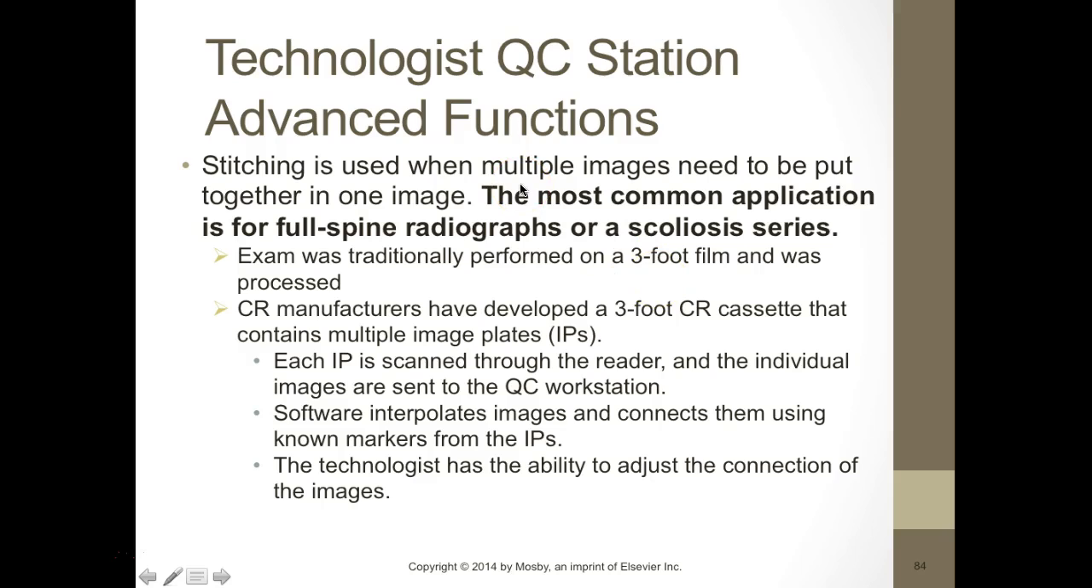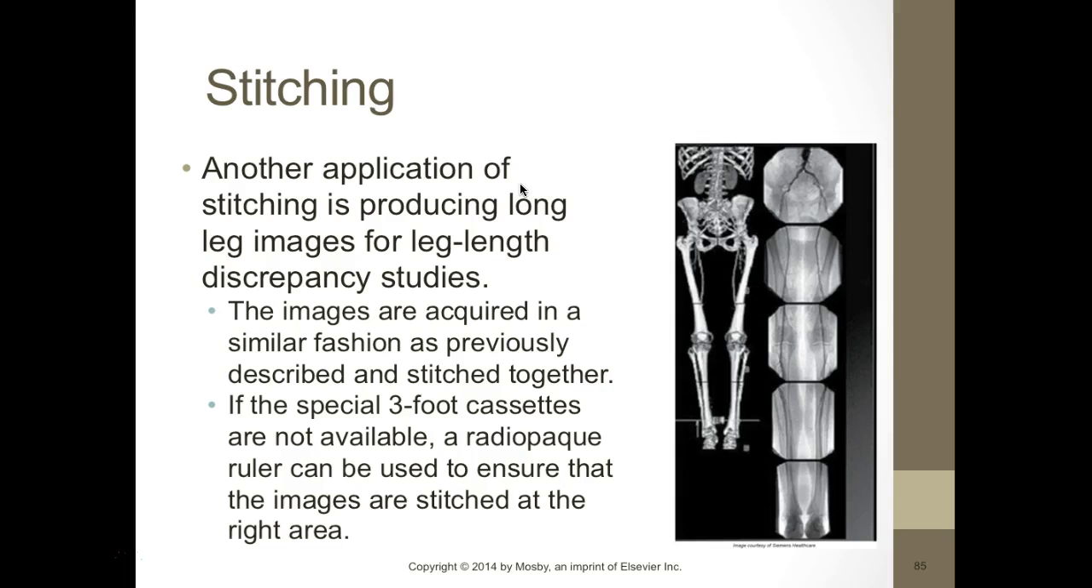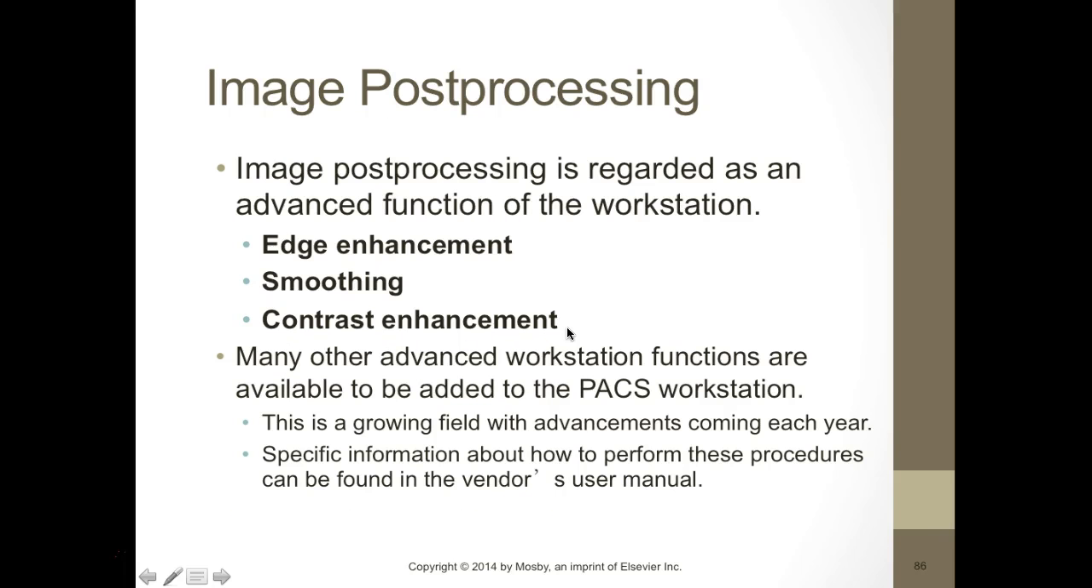So stitching, I'm sure a lot of you have used stitching when working in your department. Most of the time it's for scoliosis. You can do it for leg length also. Typically we had a 3-foot film with a grid on it. It was very heavy. So now you have a cassette that you run and it's scanned, and we can actually use the software to put it all together for the radiologist to read as one. So here is stitching of a leg length. Here, instead of a 3-foot cassette, we're stitching together the different images.